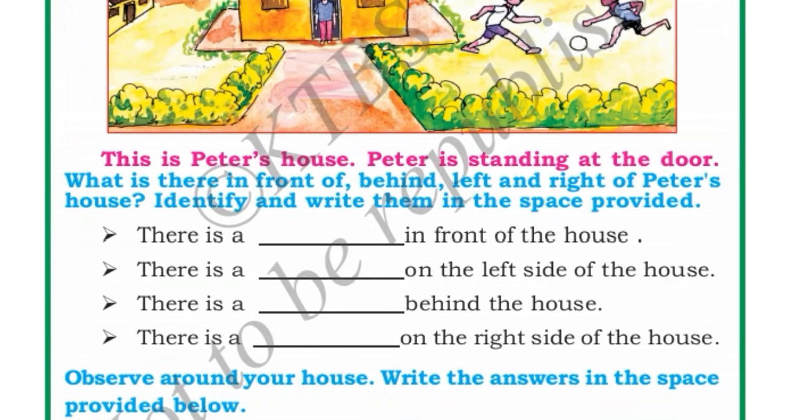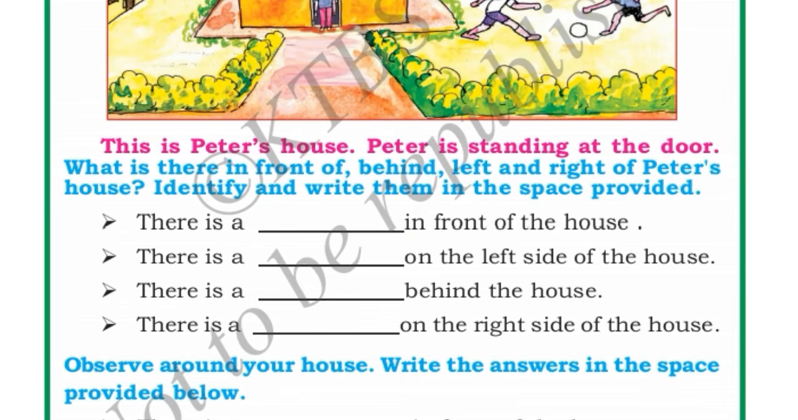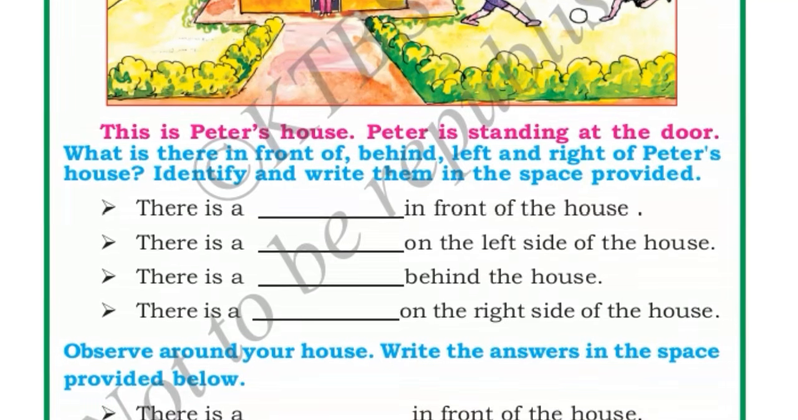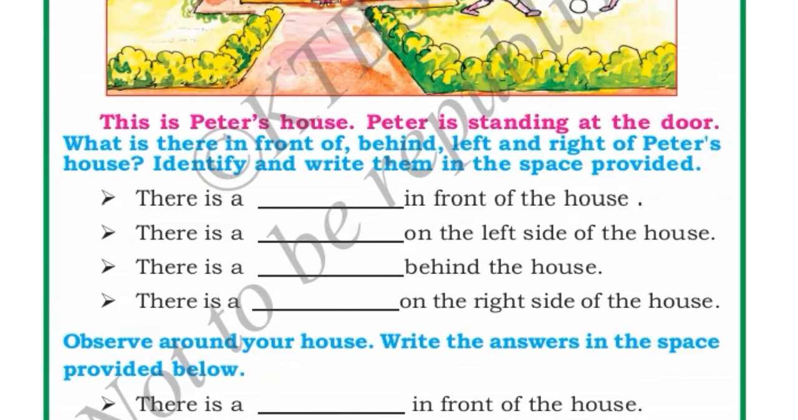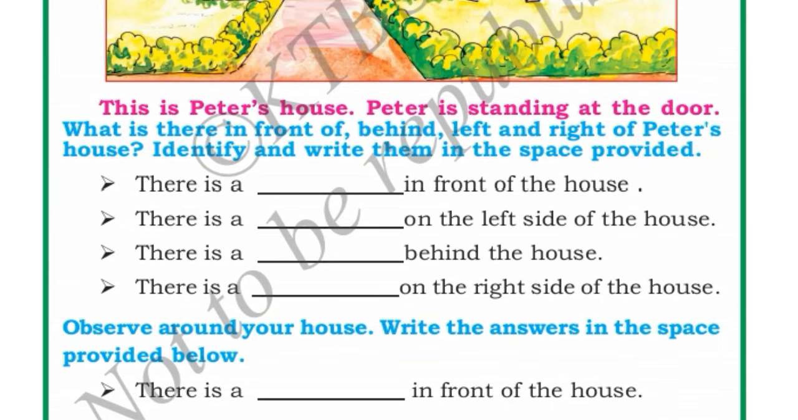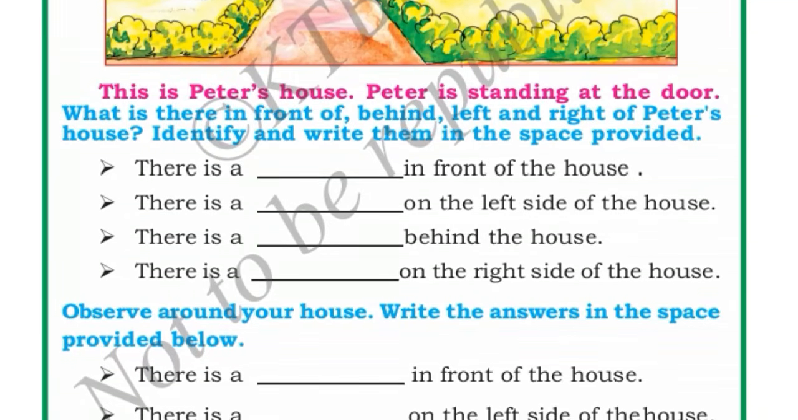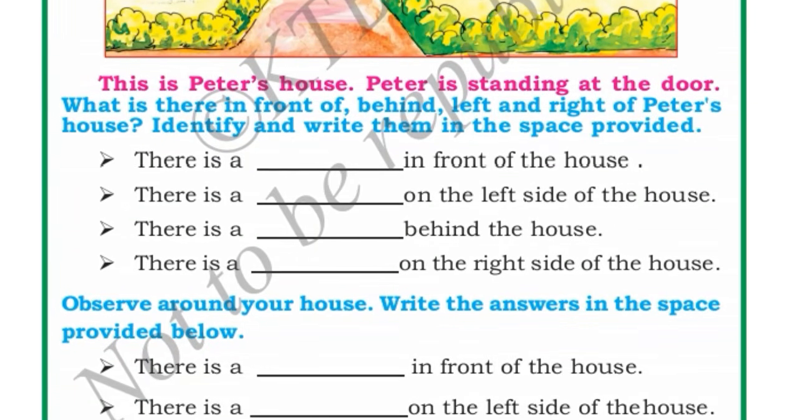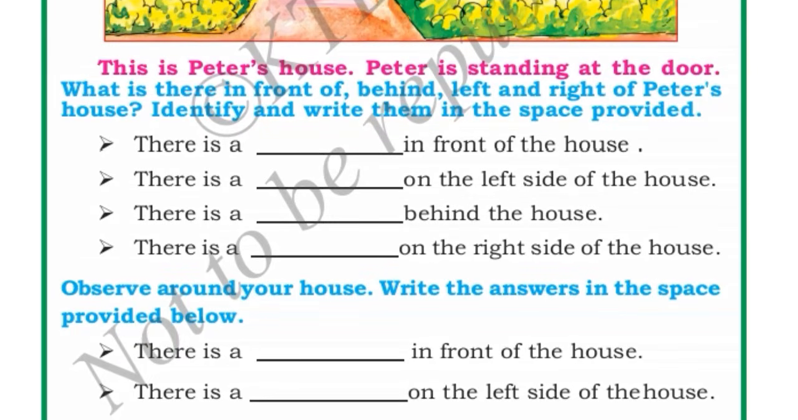There is a dash on the left side of the house. On the left side of Peter's house, you can see the playground where the boys are playing. So we will write playground. There is a dash behind the house. There is an empty field behind the house. There is a dash on the right side of the house. Peter is standing at his right side. There is another house on the right side.